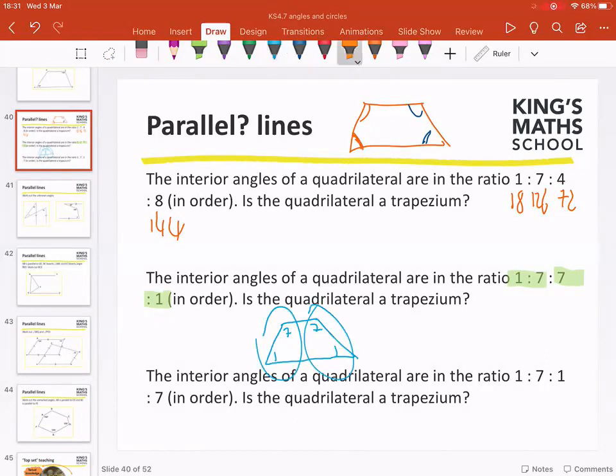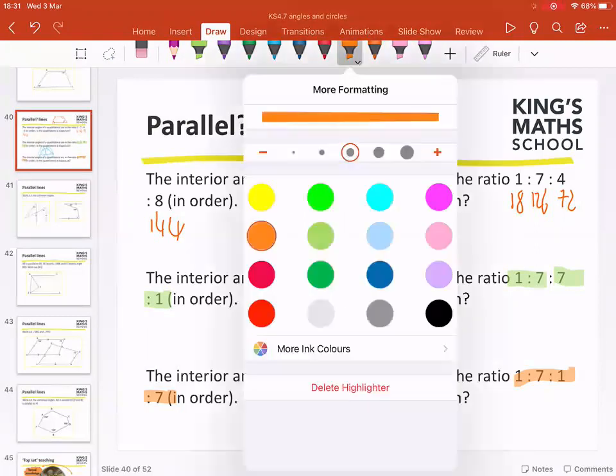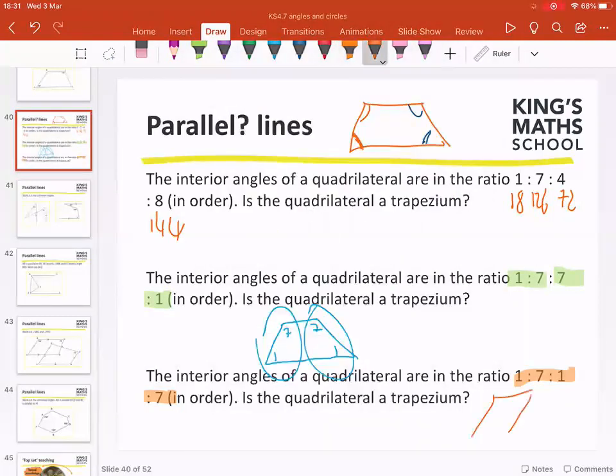And then laterally down here, well, now I've changed the numbers around, does that make a difference? Yes, because now it's not going to look like that. It's going to look like that, 1, 7, 1, 7. And so what I've got is a parallelogram, or possibly a rhombus, not a trapezium. Now, I want students to work out the parts, work out the angles, and get the actual values, but I want you to see how I built the question.